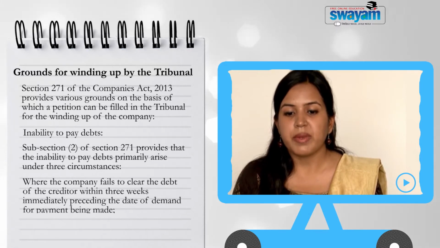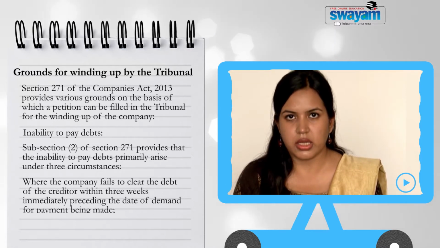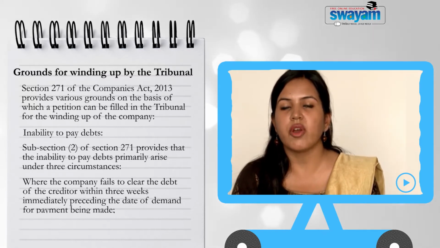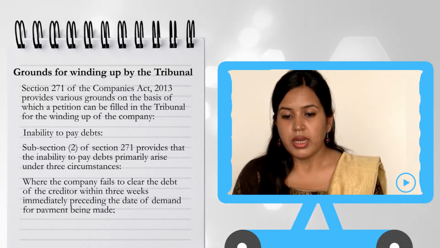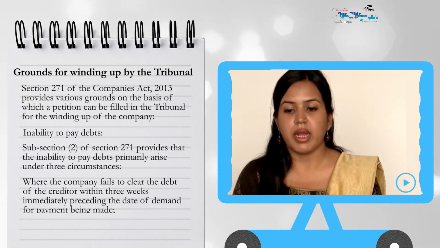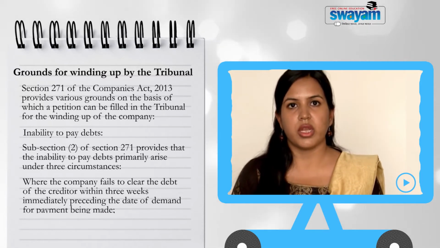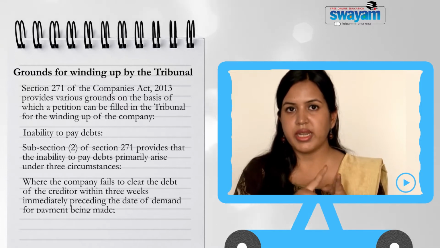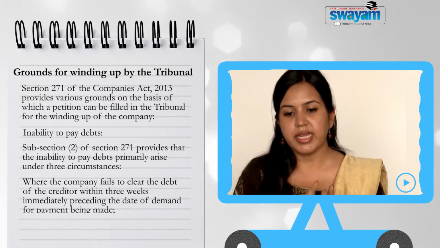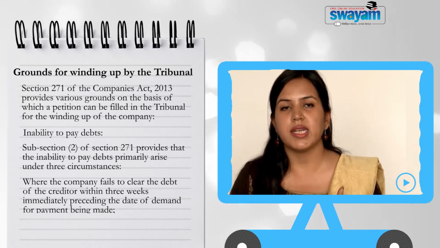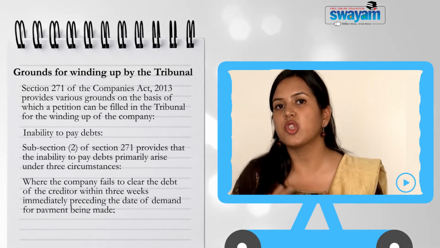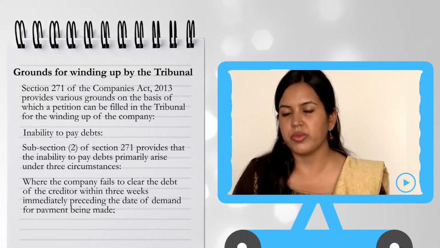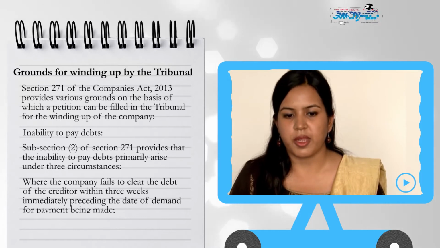First, where the company fails to clear the debt of the creditor within 3 weeks immediately preceding the date of demand for payment being made. It means when the creditor has made a demand to the company that the company should pay its debts, and 3 weeks have passed from the date of demand, then in that case, after the completion of those 3 weeks, the creditor can immediately file a petition in the court or tribunal for the winding up of the company.